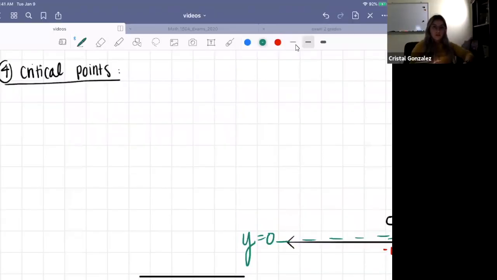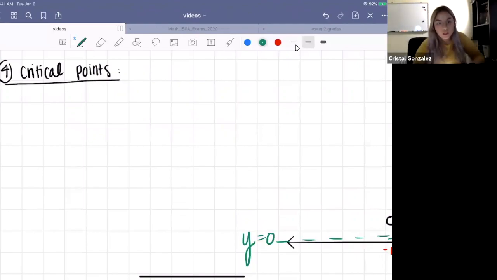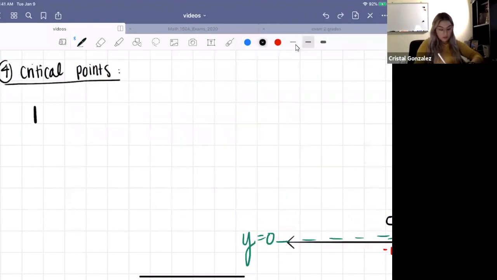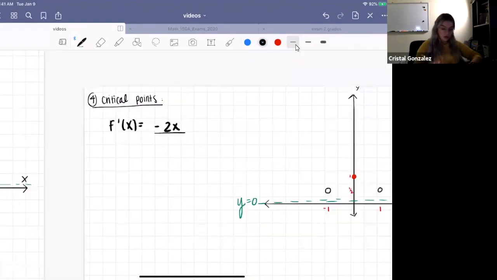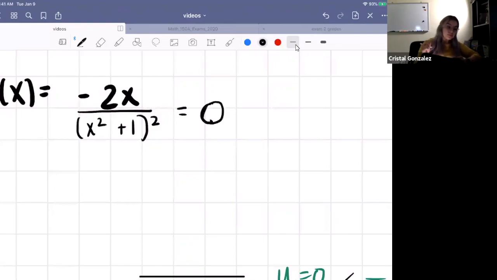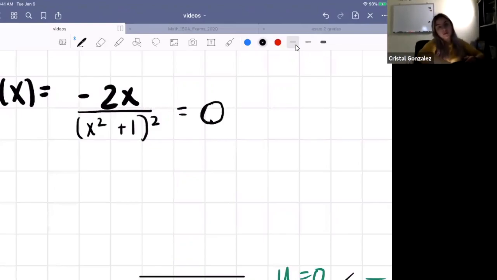So remember that to find the critical points, you want to take the derivative of your function and set it equal to 0. So let's go ahead and do that. We're going to take our derivative, which is f prime of x, and that's going to end up equaling negative 2x over (x squared plus 1) all squared. So hopefully everybody got that. And we want to know when this is equal to 0, because that's what's going to get us our critical points.